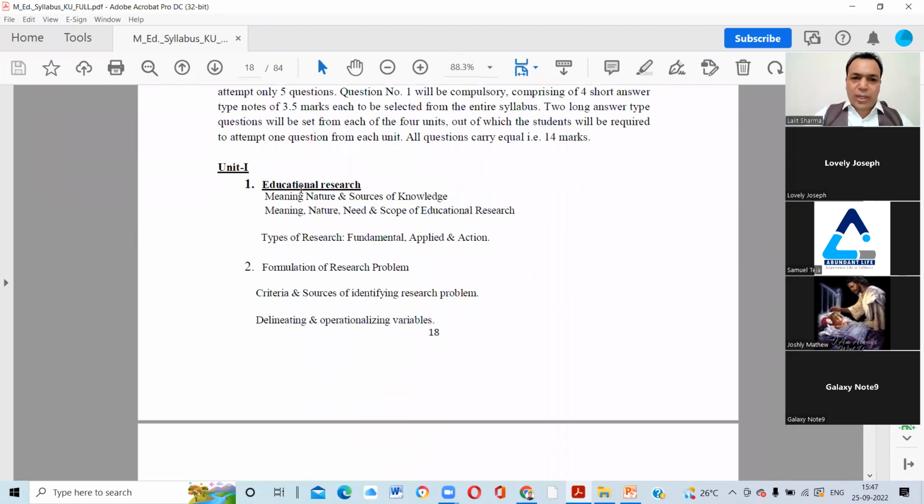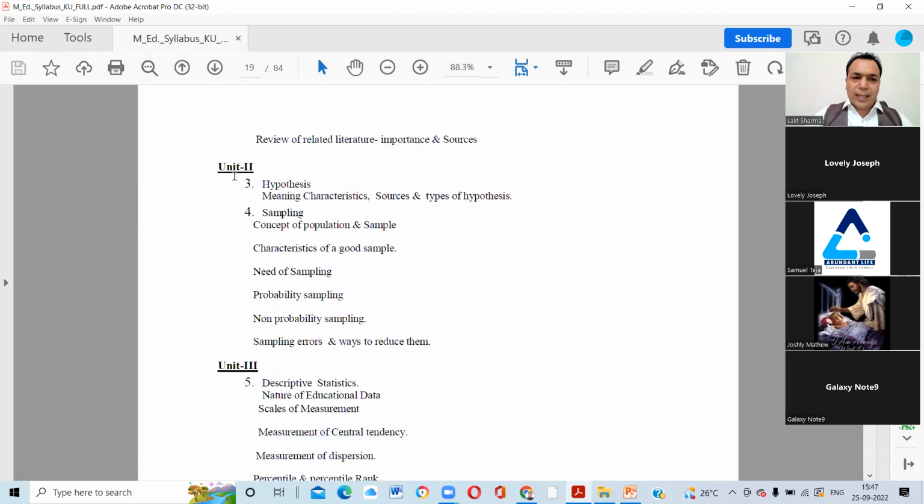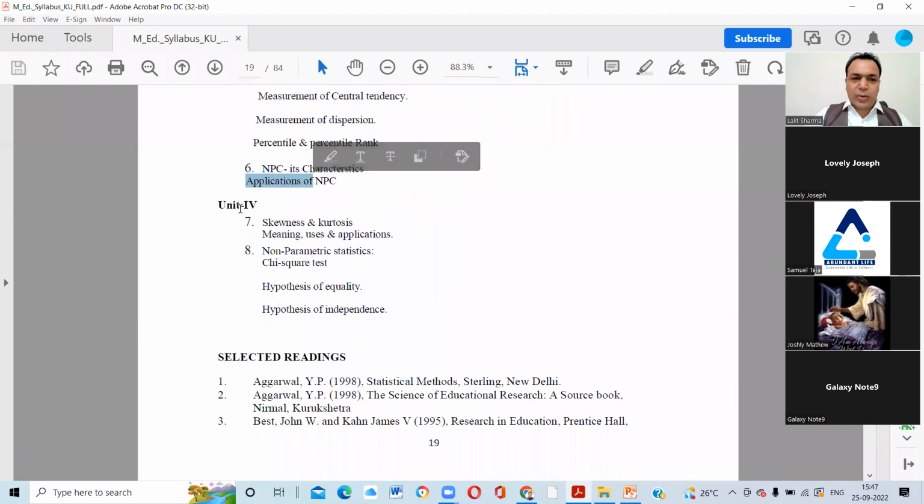In research, first of all, when we start, we will talk about educational research, then the formulation of the research problem. Then unit 2 has hypothesis and sampling, unit 3 has descriptive method, NPC, and unit 4 has skewness and non-parametric statistics. Don't worry guys, it is an easy one. I have the notes and the PDF files, and we will send you the notes also. Even with the help of video lectures, I will help you understand each and everything. No need to worry about the syllabus, it will finish soon, and you will also get time for revisions. Your first semester exam is mostly likely to happen in January or February, so you have 5 months to prepare.